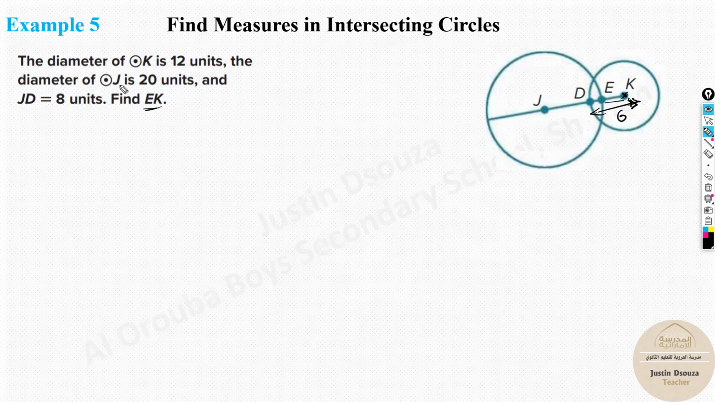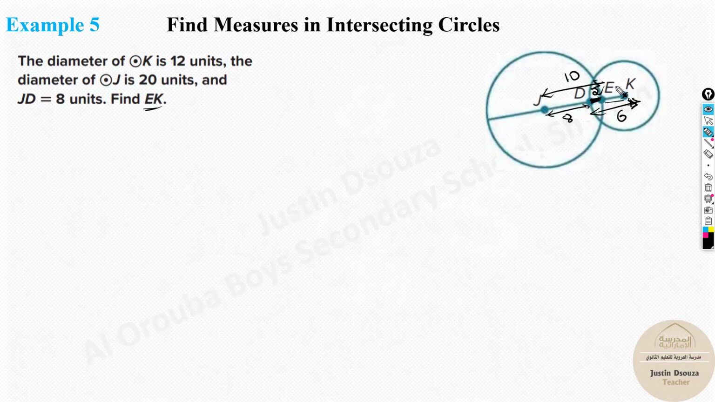Now what about the other circle? The diameter of J is 20. So what is this dimension from here to here? This end, it'll be 10. And what else do we have? JD is known. JD is basically 8. So what we want is EK, but we can't directly jump to EK. First, let's find DE. What is DE? The total length is 10, this much is 8, so this remaining distance will be 2.